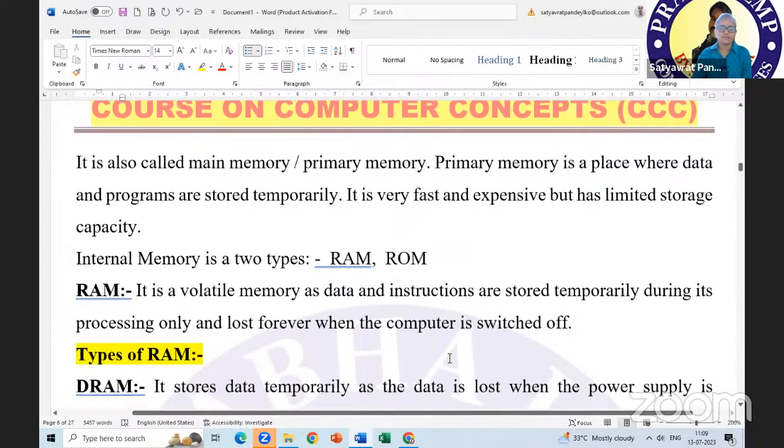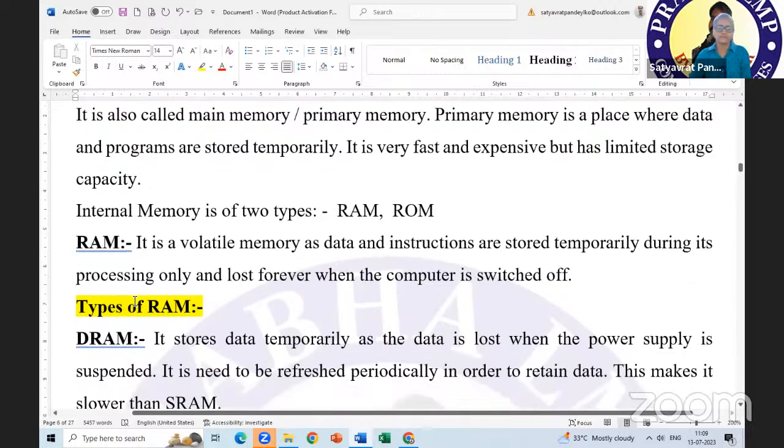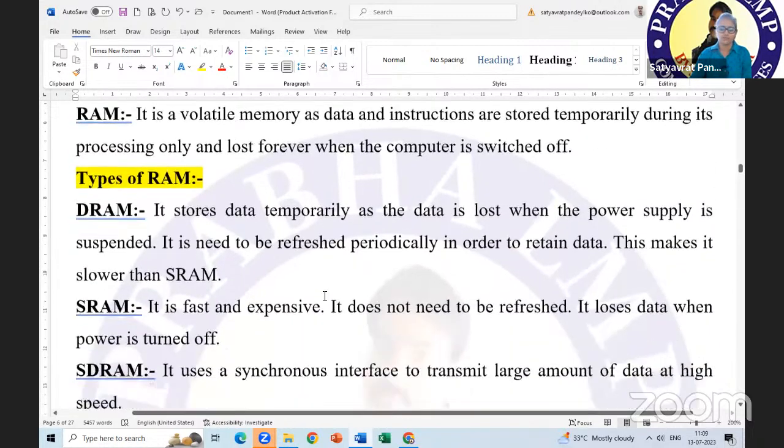It is very fast and expensive but has limited storage capacity. Internal memory is of two types, that are RAM and ROM. RAM, random access memory, is a volatile memory as data and instructions are stored temporarily during its processing only and lost forever when the computer is switched off.